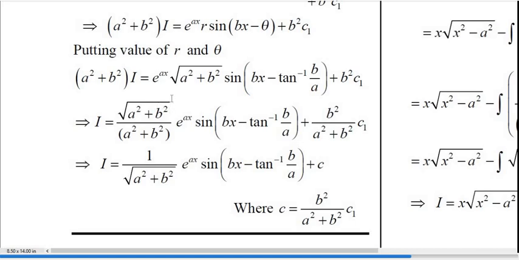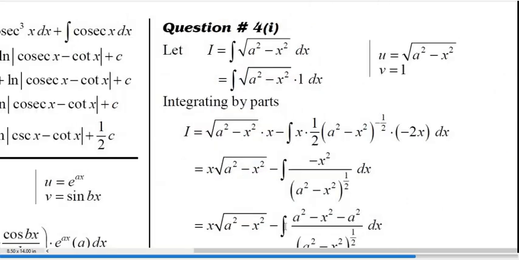When moved from numerator to denominator, its power becomes negative. When the same functions are multiplied, their powers are added, then we get square root of a square plus b square, e power ax sin(bx minus tan inverse of b over a) plus c. This whole constant is called c because b square over a square plus b square is constant and c1 is constant. Constant multiplied by constant is again a constant, which is the required solution, equal to the right hand side.